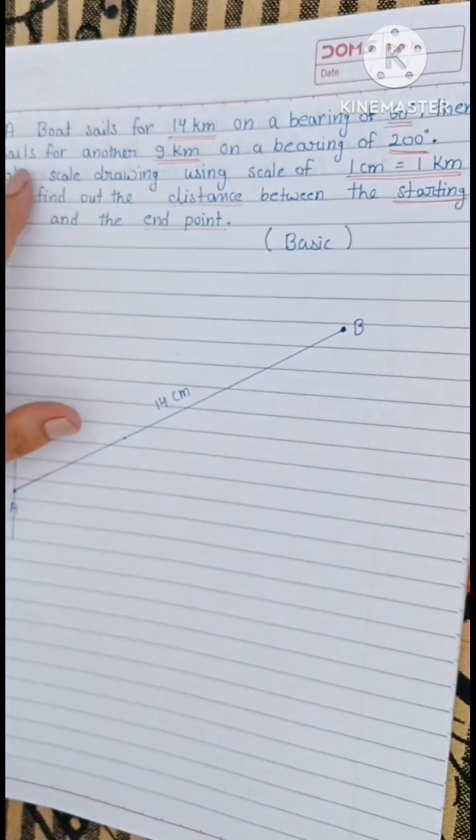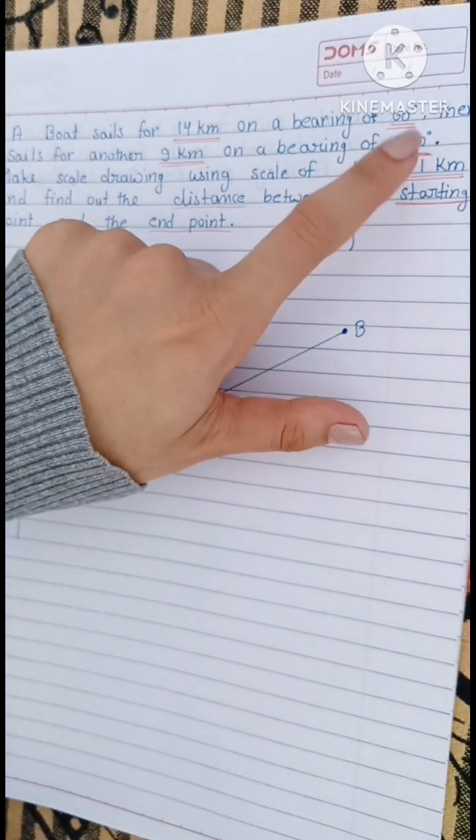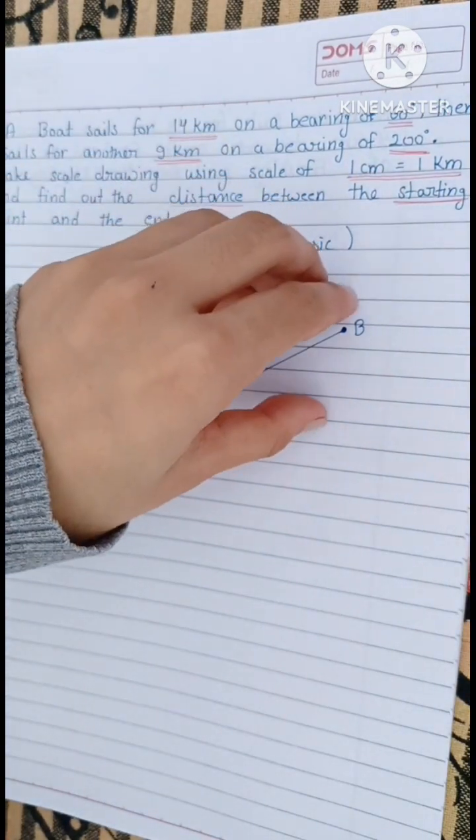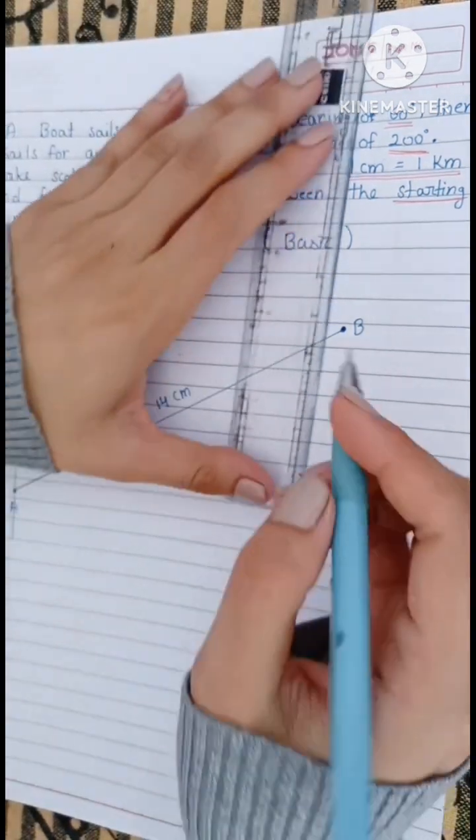Then the ship sails for another 9 kilometers on the bearing of 200 degrees. Now we are here. We have to move from this point. So again I'm going to draw a north-south line on B.